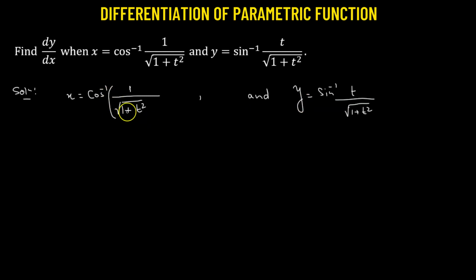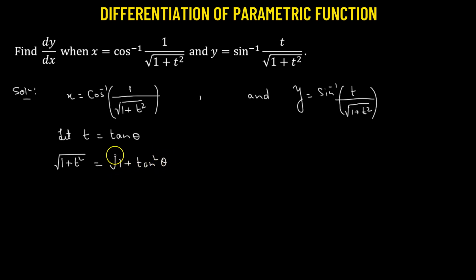But before that, we'll try to simplify the expression on the right hand side of x as well as y so that we can easily take its derivative. To do that, all we have to do is make a substitution. We're going to consider t to be equal to tangent of theta. So when t equals tangent of theta, square root of 1 plus t squared will be equal to square root of 1 plus tangent squared theta. We know that 1 plus tangent squared theta is, by a trig identity, secant squared theta, and we have the square root, so that means we have secant of theta.